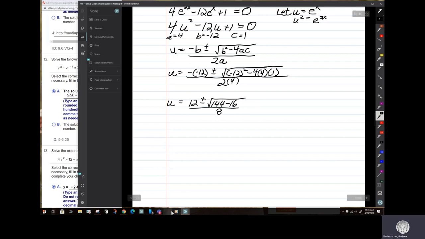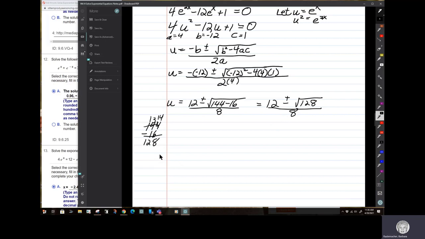Now, I honestly have to admit I need a calculator. Well, I don't. 144 minus 16. That's 14, which makes that 13. 14 minus 6 is 8, and 13 minus 1 is 12. Let's see. Okay, that's 14. 1 plus 2 is 3, plus 1 is 4. Yes, that's right. So this is going to be 12 plus or minus the square root of 128 over 8. So let's factor 128.